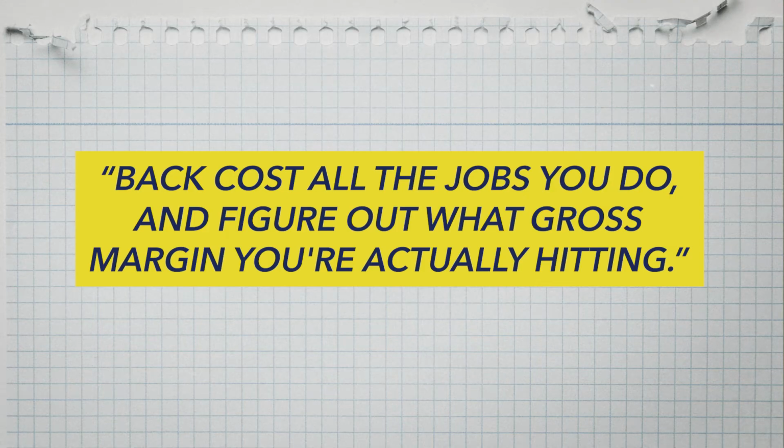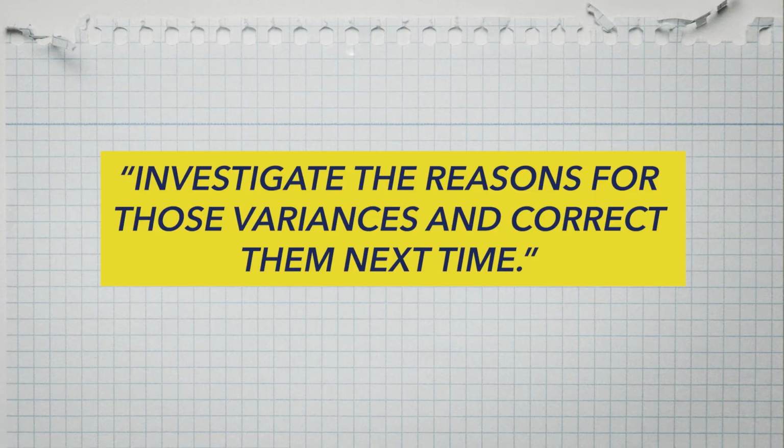Now, the second thing is to actually back cost all the jobs you do and figure out what is the gross profit margin you're actually hitting when you've done that job or that project. Once you've done that, you can compare the jobs. You can go back to them and see why they've worked out and why potentially they haven't. And then you can make some decisions and some changes for the next time you do that type of project. As I said, investigate the reasons for those variances and then you can just correct them next time.